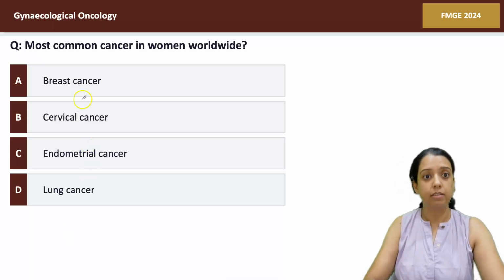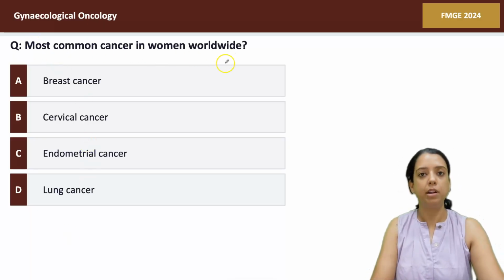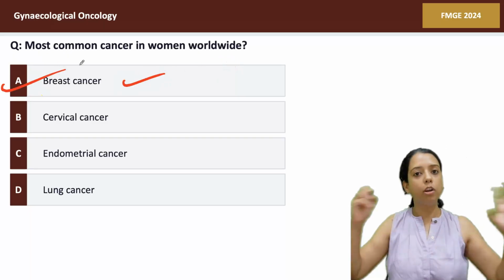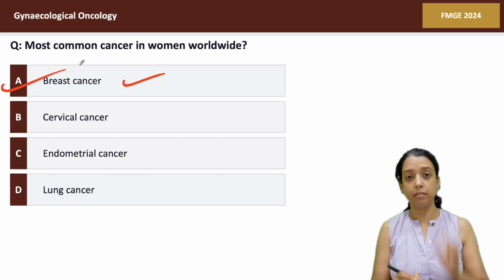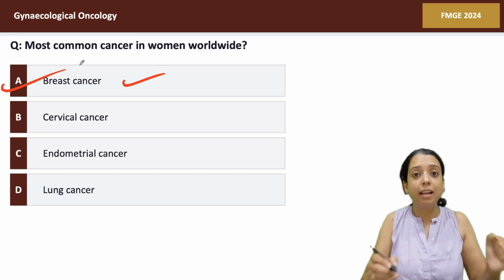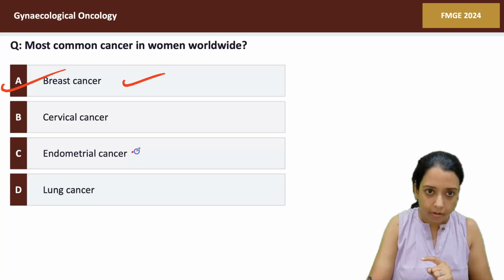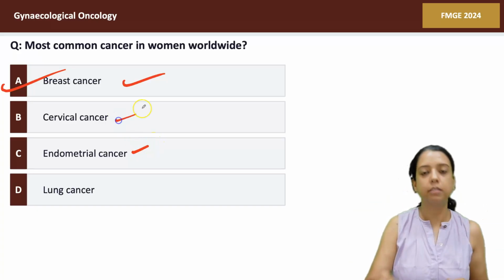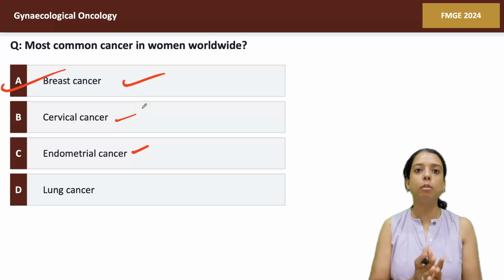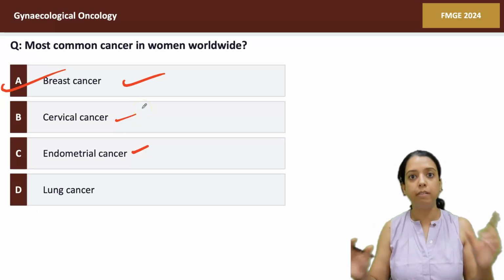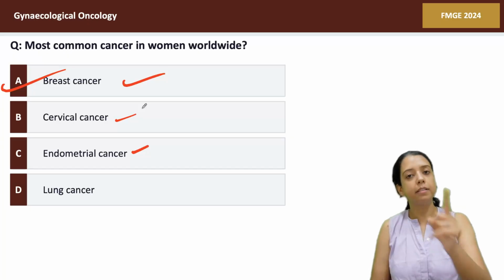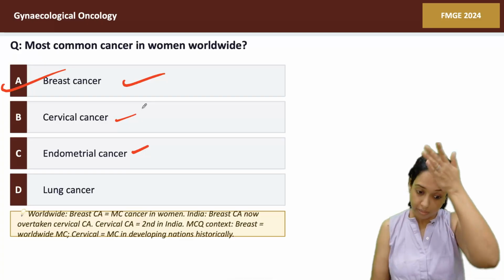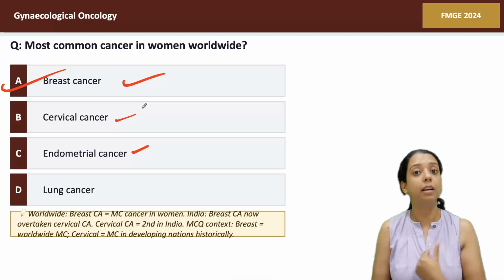Gynecology, many questions have been asked. Most common cancer in women worldwide? Breast cancer. So overall, the most common cancer worldwide is breast cancer. Most common genital cancer worldwide, endometrial. Most common genital cancer in our country, cancer cervix. But overall, the most common cancer in our country and worldwide is breast. Cancer cervix comes after breast cancer. Okay? Most common cancer in men, lungs.